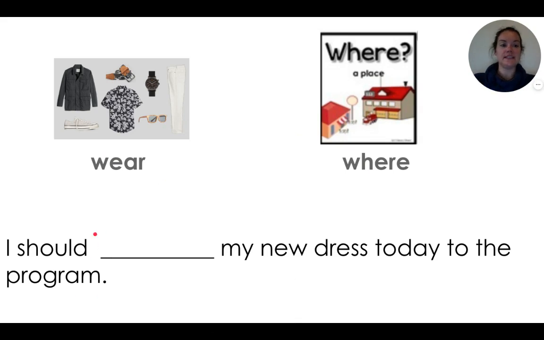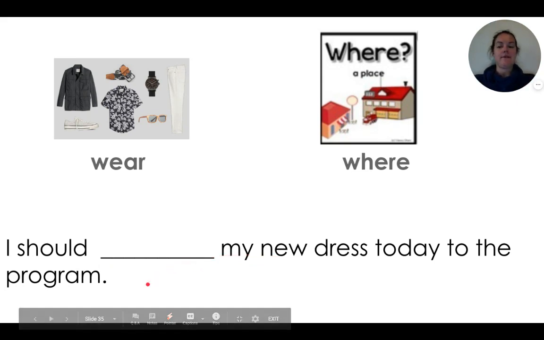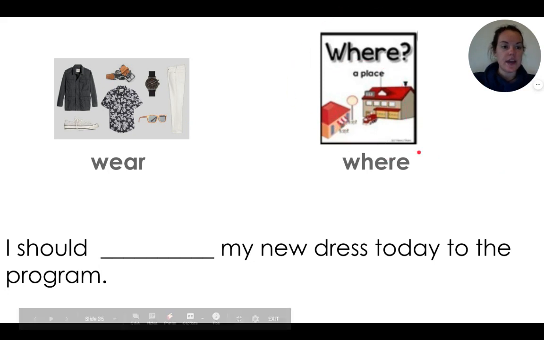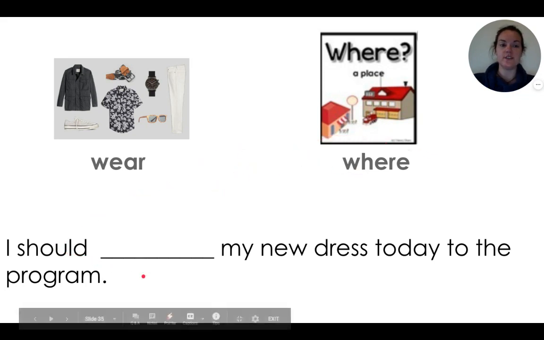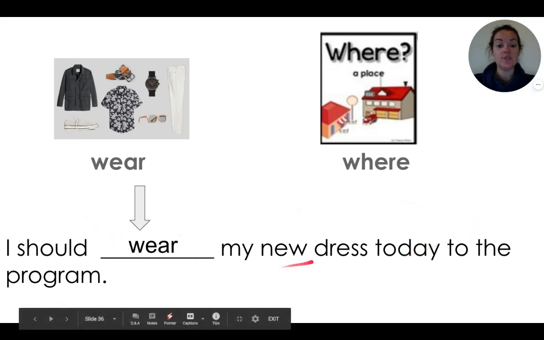All right, the next sentence is, I should blank my new dress today to the program. Is it where as in clothes or where as in location? Go ahead and pause and write on your piece of paper which where finishes this sentence. If you wrote down the where as in clothes, you are correct. I know that this is where because it's talking about a dress. A dress is something that girls wear, so I know that this is clothing and not a place.